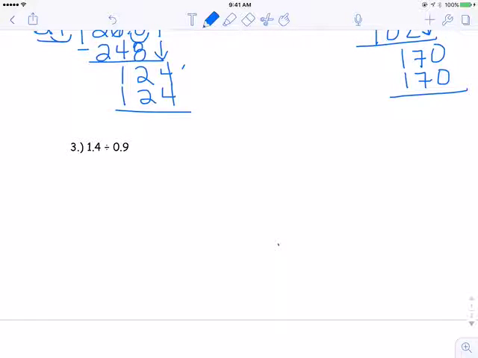Okay, now it's your turn. Go ahead and do example number 3, and we will have the answer for you. Actually, the sub will have the answer for you. And good luck on dividing, and I will see you on Monday.